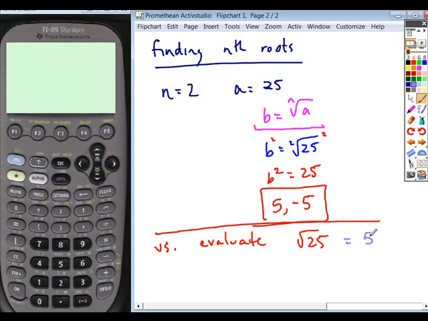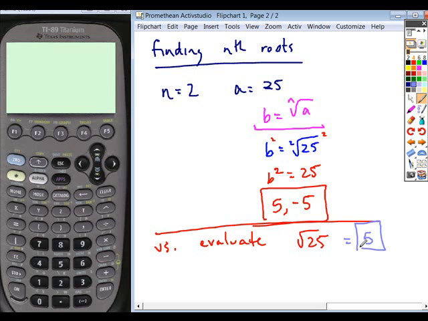Is it 5 or plus or minus 5? How many say plus or minus 5? How many say just positive 5? How many refuse to answer because you don't even want to risk looking like you made a mistake? That is the easy way out. All right, the answer is just 5.